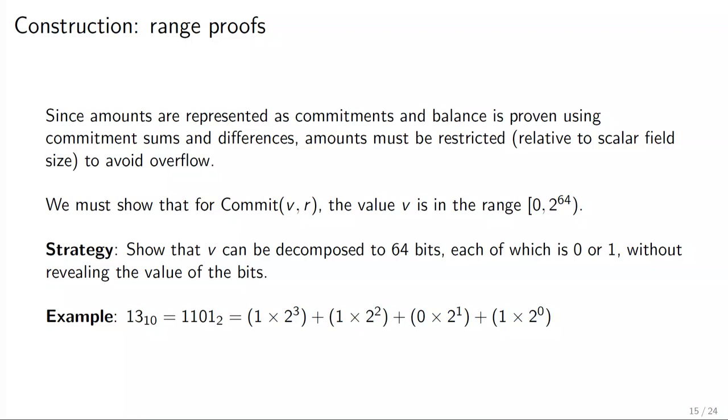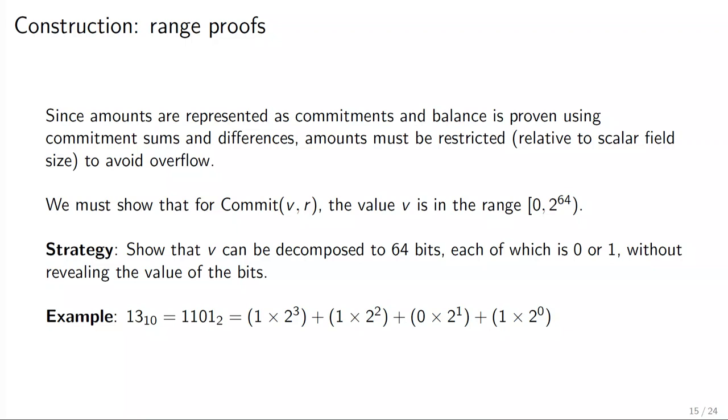So like I said, amounts are represented as commitments. That's the motto of my talk here. And balance is basically proven using some algebra on these commitments. You can add and subtract them in very straightforward ways. Like I said, amounts have to be restricted to avoid this kind of overflow where you could appear to have a transaction that balances while really pulling some funny business and paying yourself a ton of money.